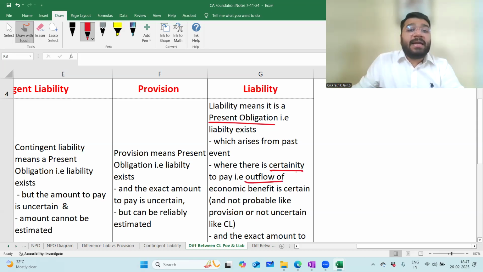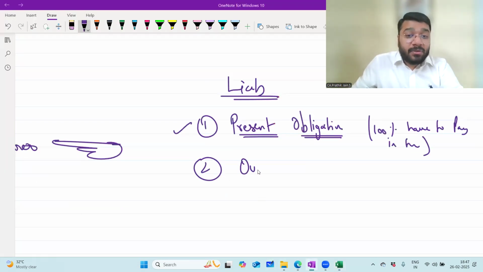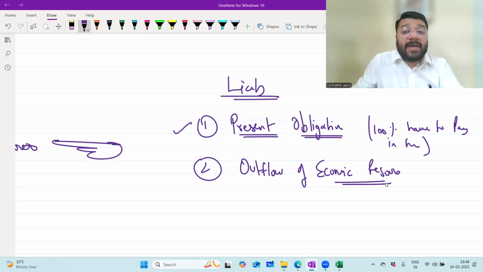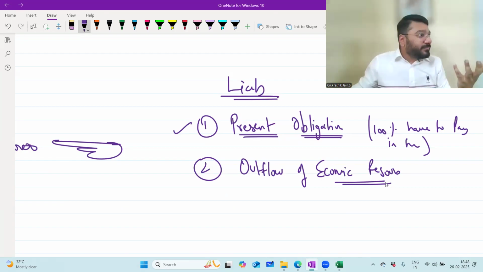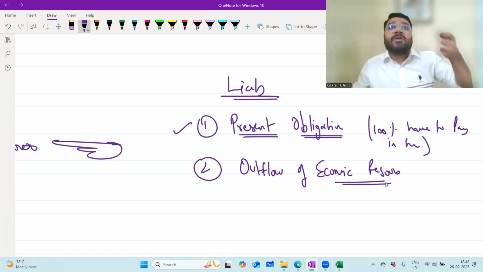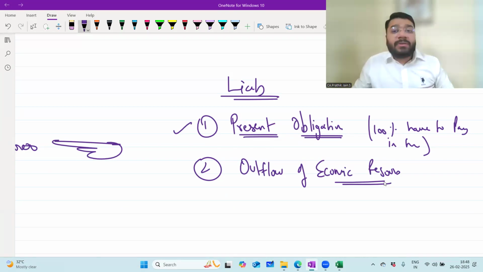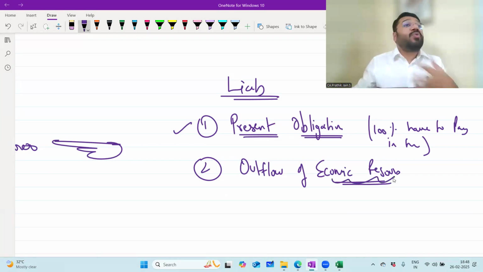There's a confirmed certainty to pay the money. There's a confirmed outflow that is going to happen. Second is what? Outflow of economic resources. What is the meaning of economic resources? If I pay in the form of cash, check, draft, asset, I can pay in any form, no? I can give my creditor, instead of cash, my laptop. So that is called the economic resources of the company. The assets are the economic resource.